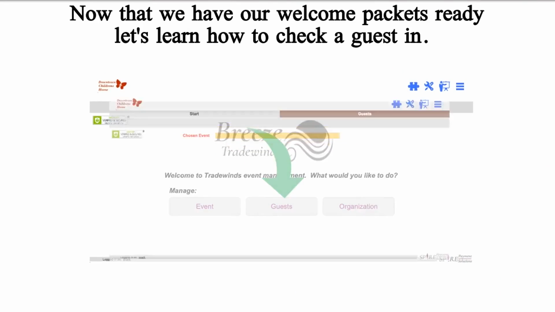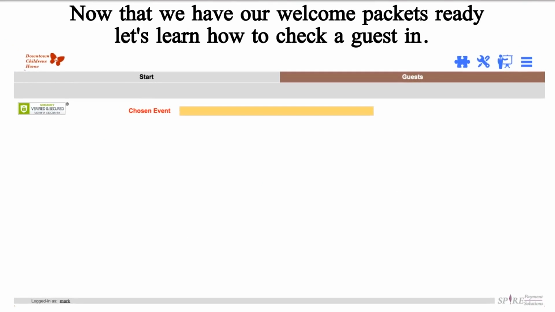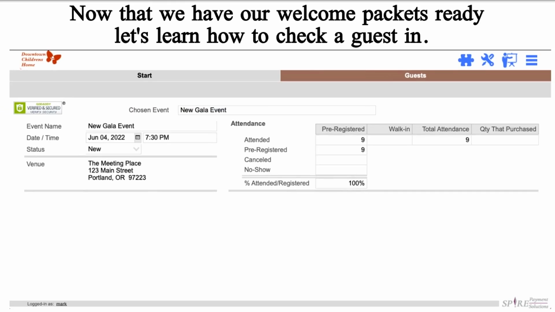Click on the guest button. Next, select the event we will be checking guests into. Click into the Choose Event field. From the list of events, select the event. For this video, we will be checking guests into the new Gala event.